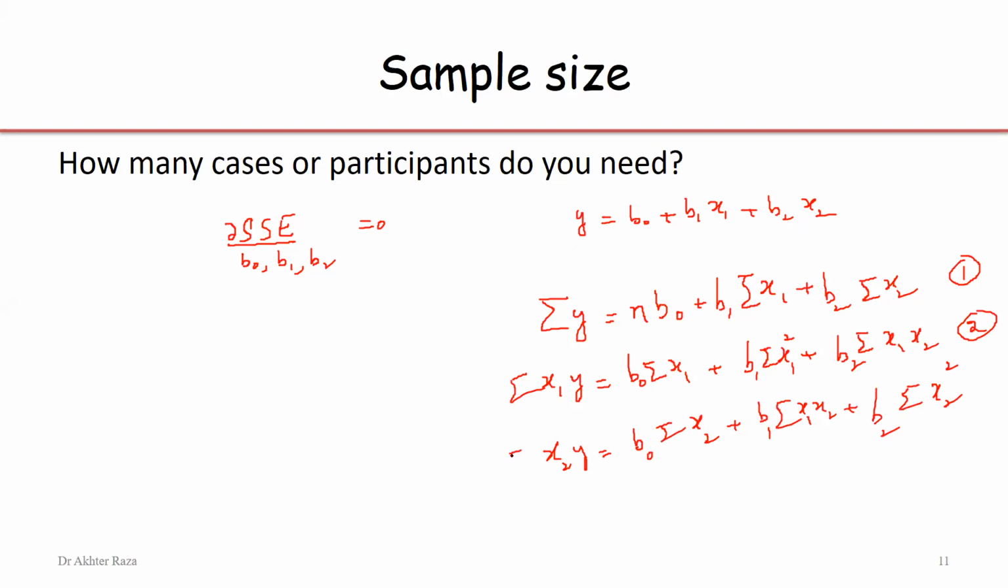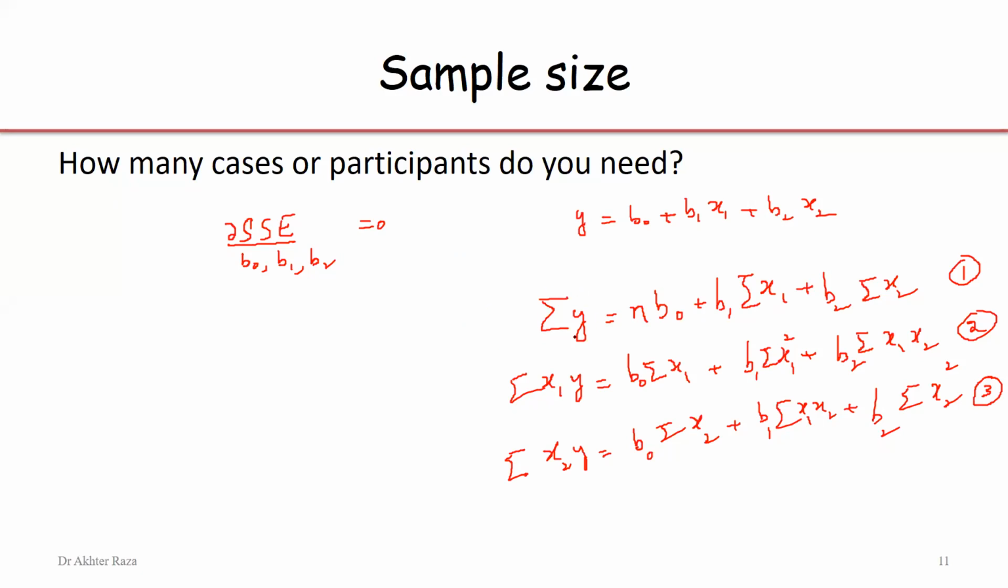How were these three equations obtained? The first equation is obtained by differentiating SSE by b naught and equating to 0. The second equation is obtained by differentiating SSE by b1 and equating to 0. After simplification, we have the second equation, and then we differentiate SSE by b2 and equate to 0. We have three equations. Now, what is summation y?